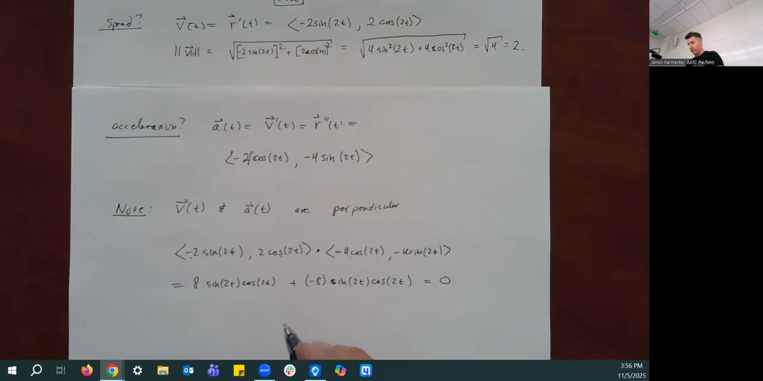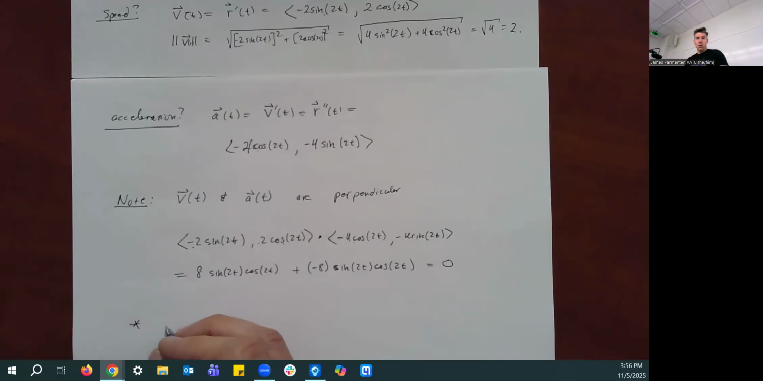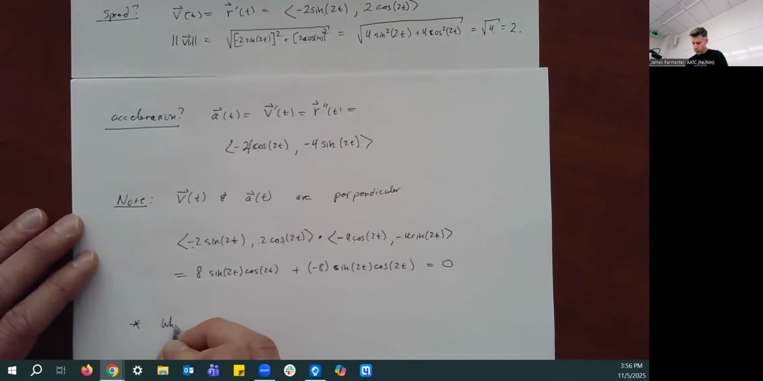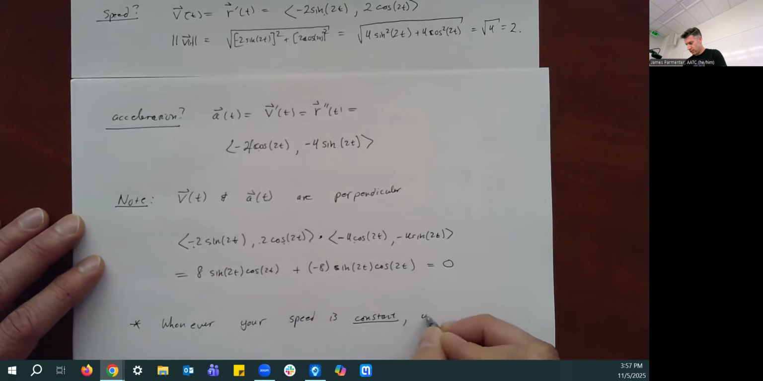And there is a truism here, which is that whenever your speed is constant, your velocity will always be perpendicular to your acceleration.